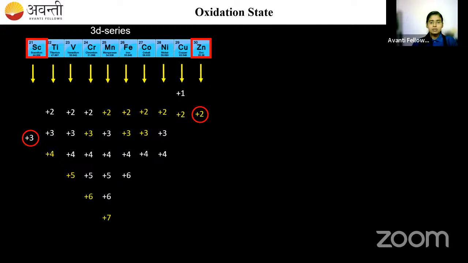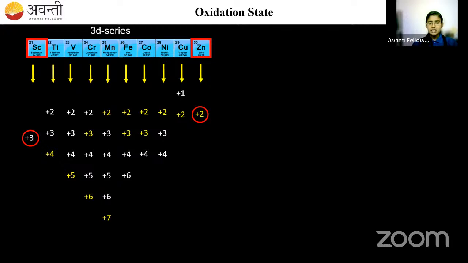So come to the story. As I have already told you, only two elements in the 3D series will have a single oxidation state. One is scandium and the other one is zinc. Scandium exists in +3 and zinc exists in +2 oxidation state. So don't forget this. The oxidation state topic is very, very important.